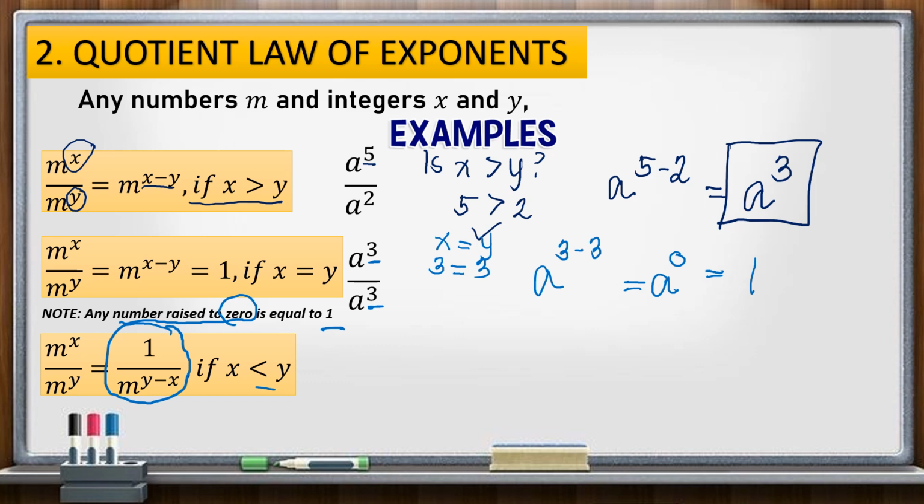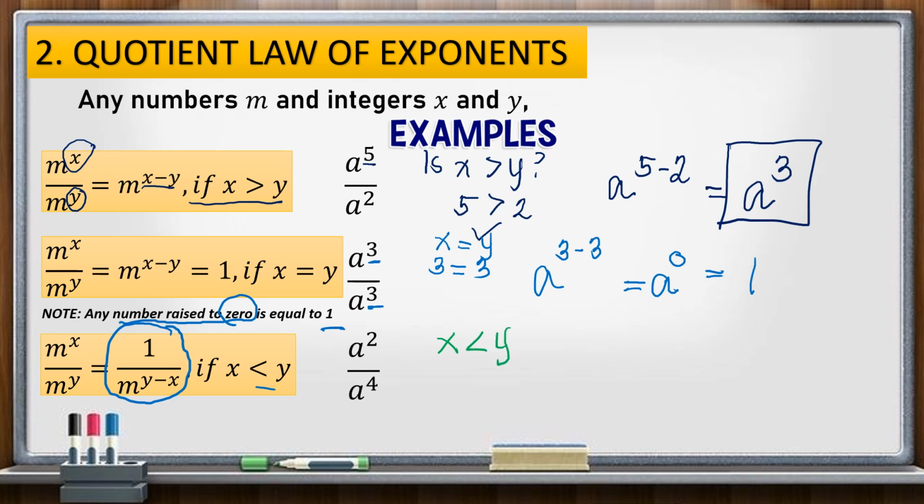Or kapag mas maliit po ang numerator, ang exponent ng numerator kaysa sa exponent ng denominator. So, to answer, let's have this example. We have here a raised to 2 divided by a raised to 4. So let us check if x is less than y.